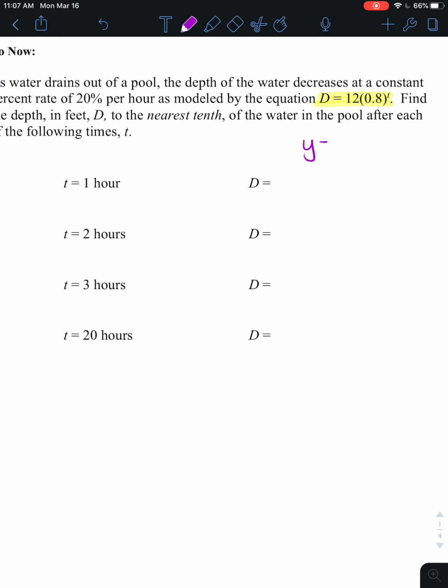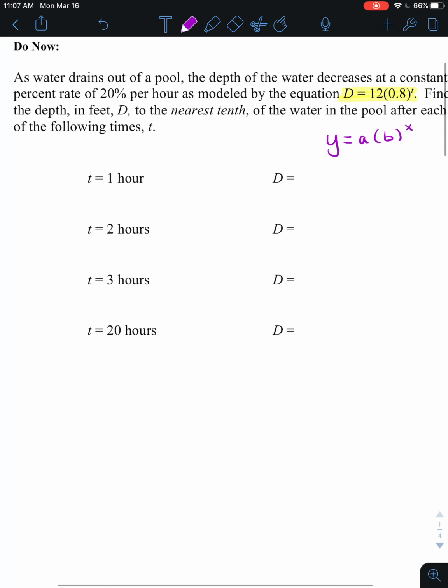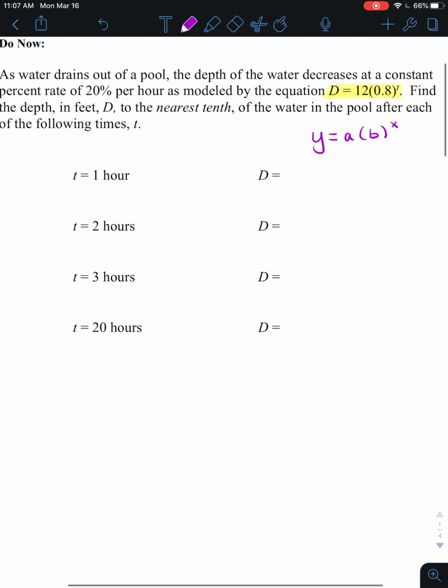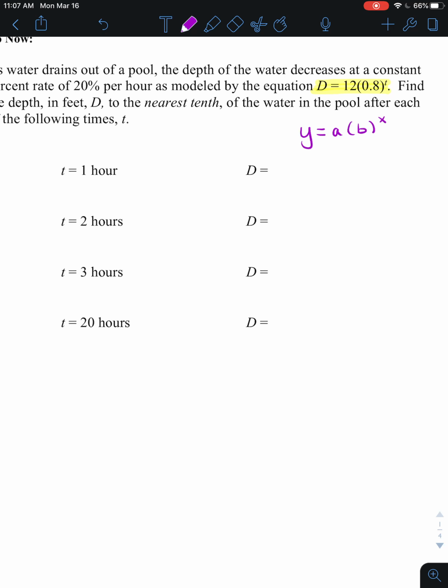So if we think back to the standard form of an exponential function, the 12 is really our y-intercept, which in this case, the initial amount, would be the depth of the pool. So the initial depth of the pool must be 12 feet. And then B, the multiplying factor, is 0.8.